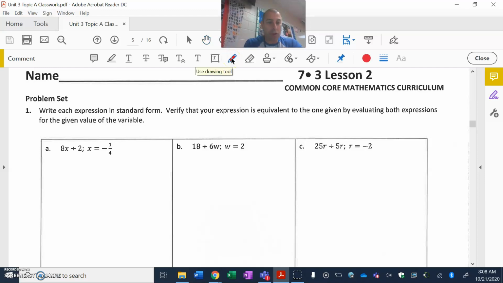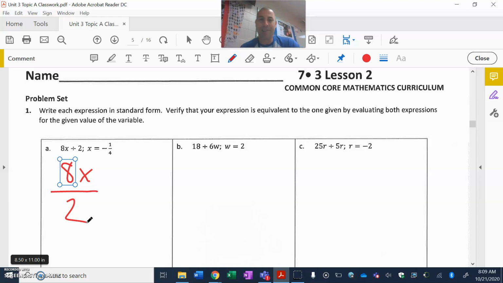Let's go and look at problem 1. First of all, we want to rewrite it as a fraction. So we want you to realize that this is 8x divided by 2. Fractions are something that we need. So everything that's to the left of the division symbol goes on top. Everything to the right of the division symbol is going to go on the bottom.